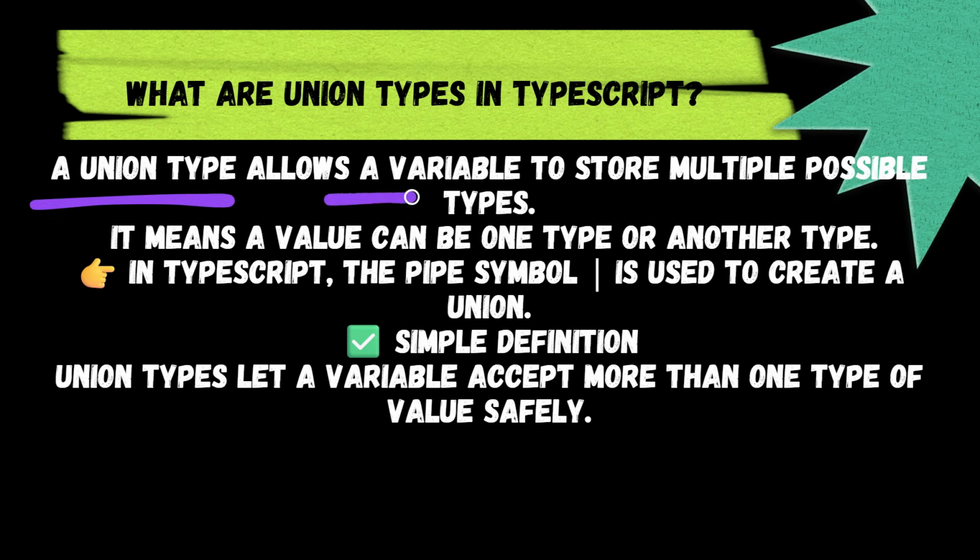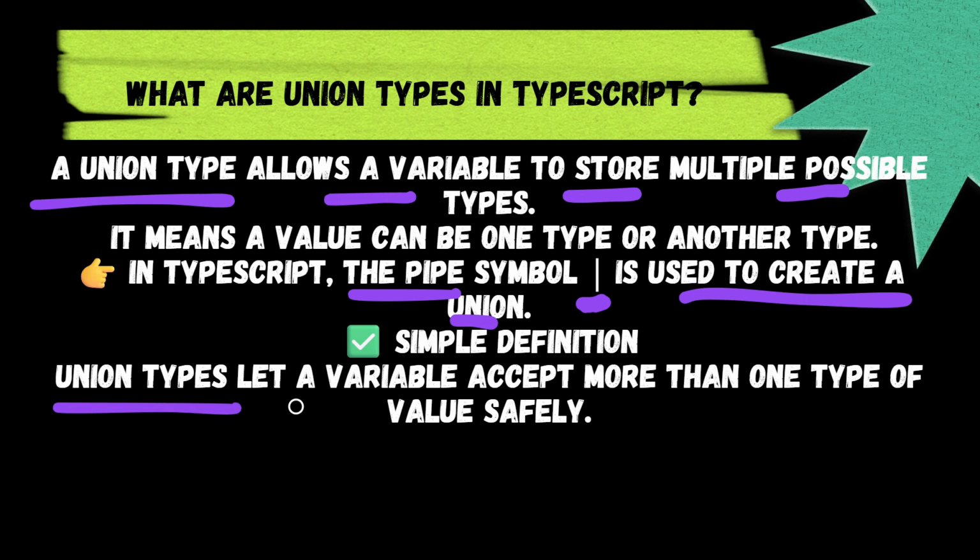A union type allows a variable to store multiple possible types. It means a value can be one type or another. In TypeScript, this is the pipe symbol, on the left side of the enter button, a kind of vertical line. This pipe symbol is used to create unions. In simple terms, a union type lets a variable accept more than one type of value safely.